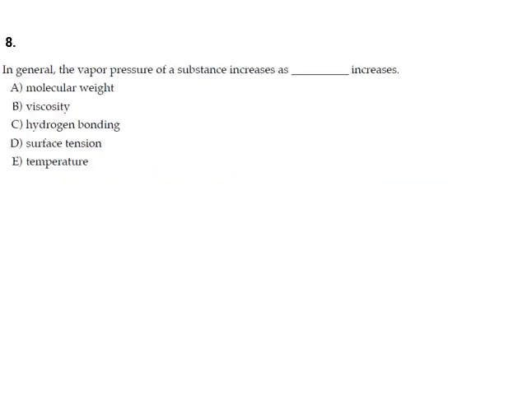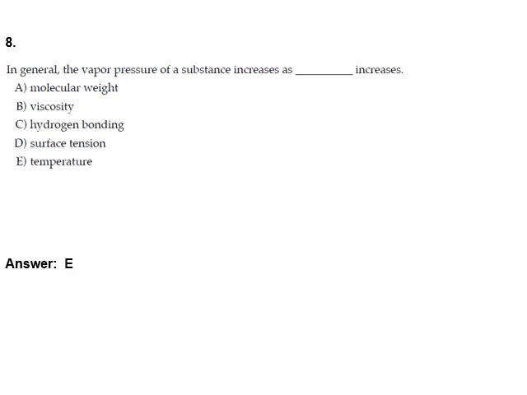In general, the vapor pressure of a substance increases as blank increases. And remember, this is one of the general things that we mentioned before. As a general rule, if you increase the temperature, you increase the vapor pressure. And that's independent of anything else that's going on, like polarity or dipole moments or any of that. So our answer here should be E, temperature. Next slide. And it is.